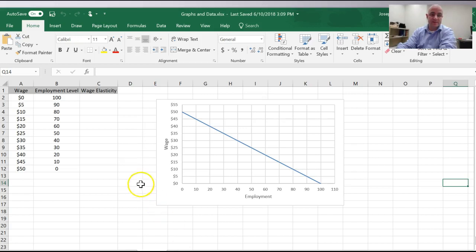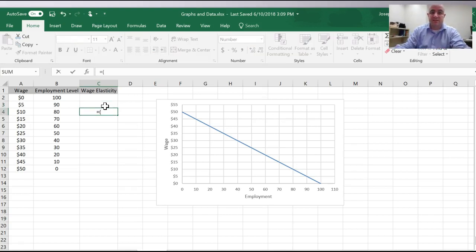And if we look back here, I have an example of a demand curve, which is graphed over here. If you do the wage elasticity, which is the percentage change in employment divided by the percentage change in the wage, it doesn't matter if you do the midpoint or the point-to-point method. Either way works. So let's start here. When you go from a wage of $5 to $10, employment goes from 90 to 80. So the percentage change in employment is going to be 80 minus 90.